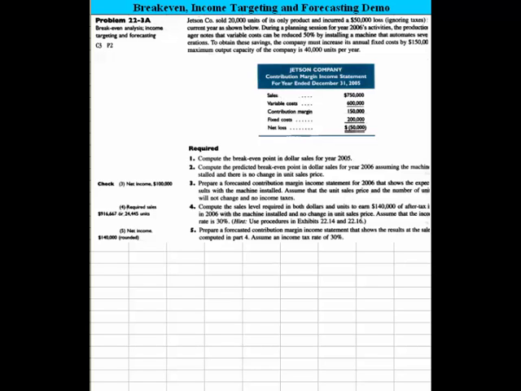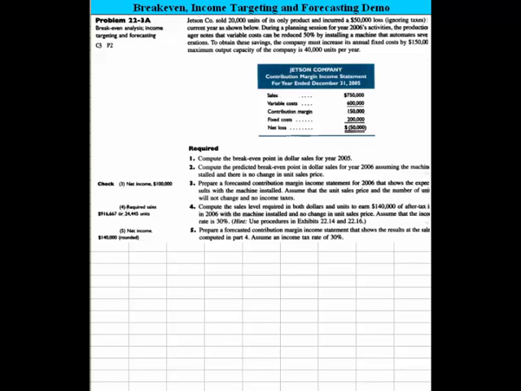Jetson Company sold 20,000 units of its only product and incurred a $50,000 loss. Now we're ignoring taxes in the current year, which is 2005. During a planning session for next year, the production manager notes that variable cost could be reduced 50% by installing a machine that automates some operations. But to get those savings, the company must increase its fixed cost by $150,000.